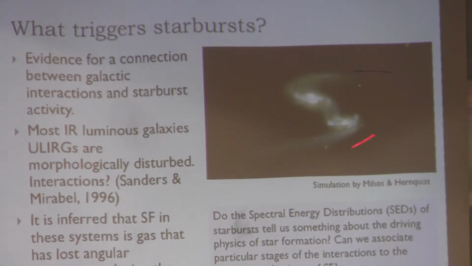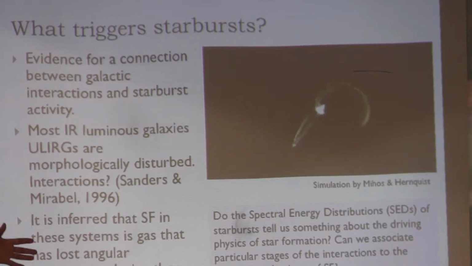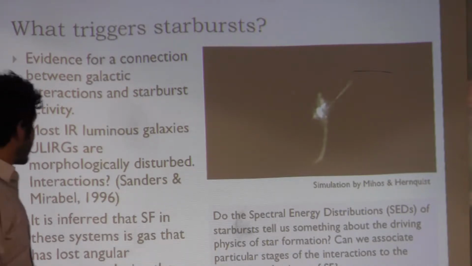So we think that these kinds of interactions could be one of the reasons why we have starbursts in the universe, and so we're interested in understanding. However, can we tell anything about the physics of starbursts by looking at the spectral energy distributions that I just showed you? Can we associate those SEDs to particular stages of the interaction, or more importantly, to particular internal physics of the galaxies? That's the question we're trying to answer.